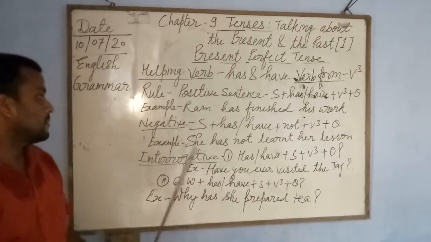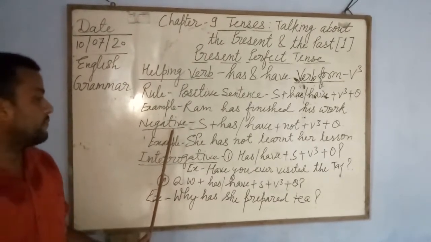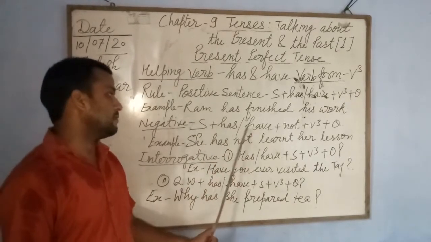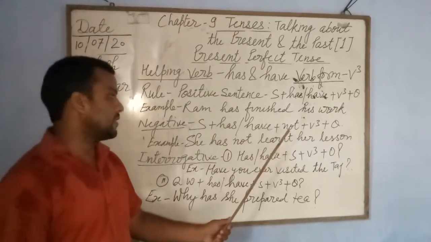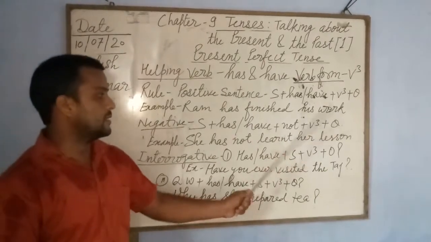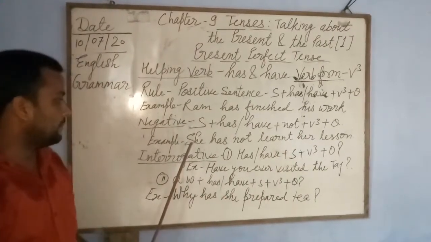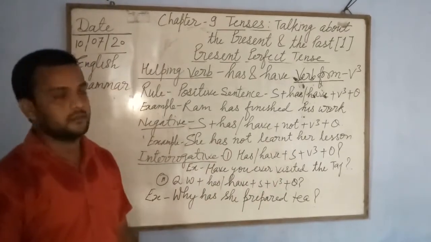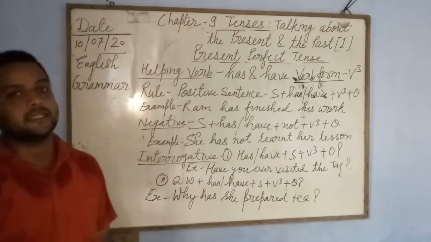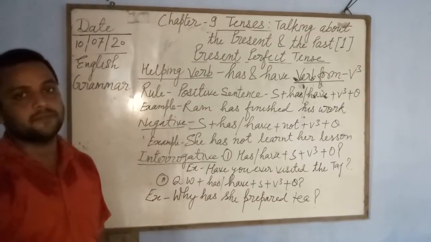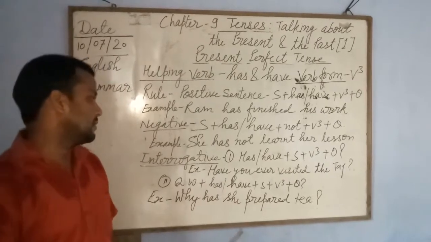Okay. What is the formation of a negative sentence? Subject, after that the helping verb, either has or have, and just after the helping verb we use not, then the third form of the verb, and at last the object. For example, she has not learned her lesson. Whenever the sentence is negative, we write not just after the helping verb.